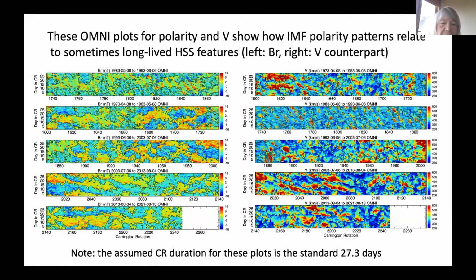And these are just a couple of OMNI plots reminding us that the magnetic field structure, the polarity plot on the left, and the velocity plot on the right show a correspondence. So those high-speed streams in red on the right are really related in many ways to the way the magnetic field is behaving on the left. Once again, these are all ecliptic views of what's going on in the solar wind.